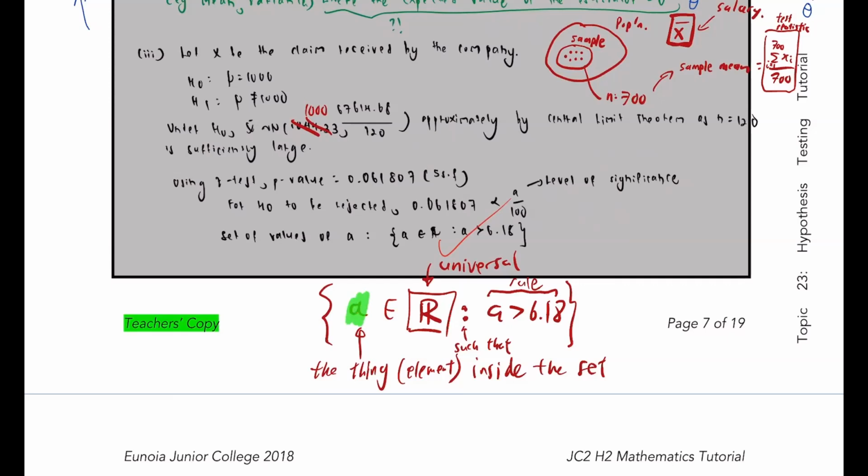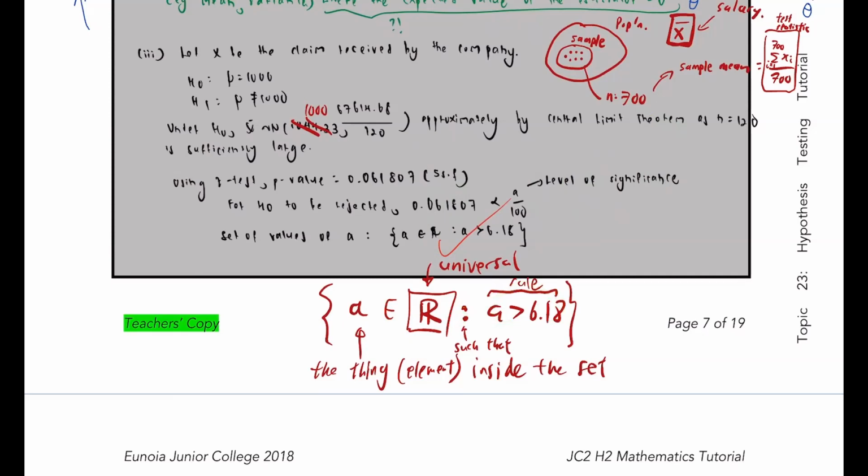Give me the name of the thing in the set. It's an element of a universe. What universe? Usually all real numbers. If you change to Z, then you're telling us it must be integers. If you change to Q, it means it must be rational numbers. If you change to C, it means it's complex numbers. Then such that, you must follow the rule. And that's how you get the set. Okay?